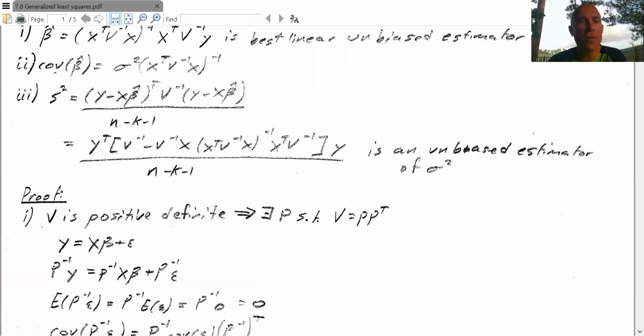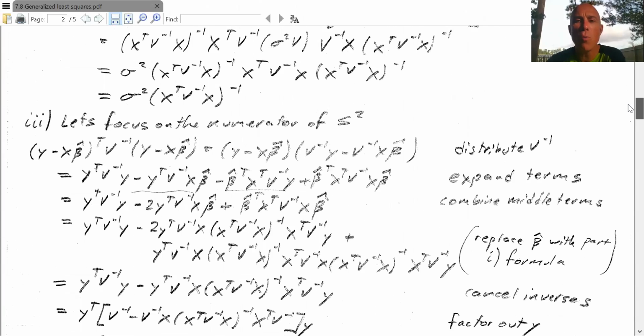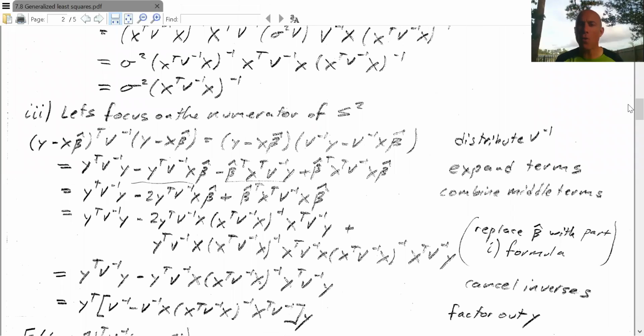Last but not least, our S squared formula, which is very similar to our sum of squares error formula, but I've got V inverse in the middle. This is an unbiased estimator of sigma squared. All right, so how are we going to do this? Well, I'm going to take the formula and focus on the numerator. Since it's a fraction, I'll work all that out and then deal with the denominator later.